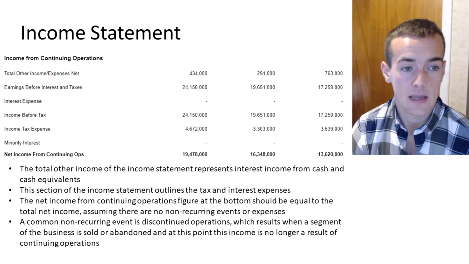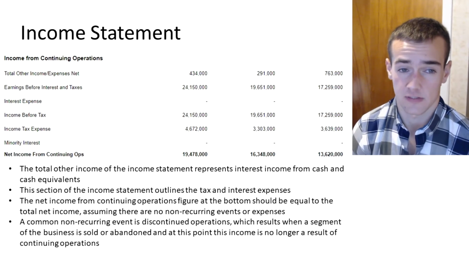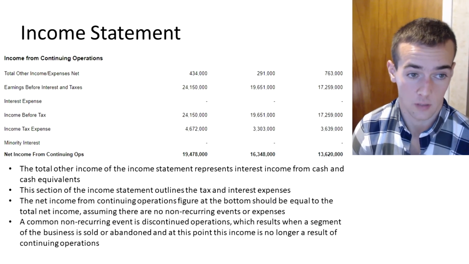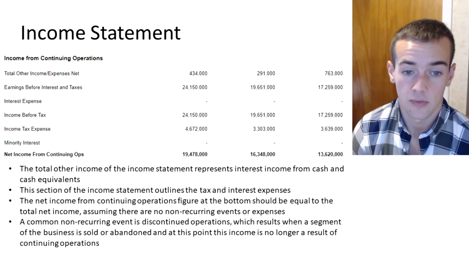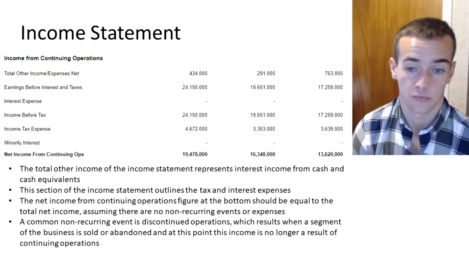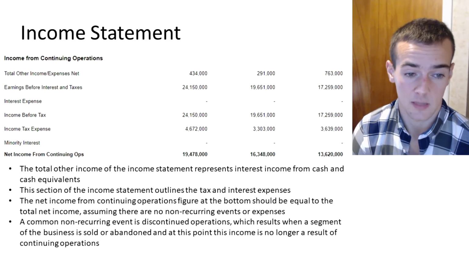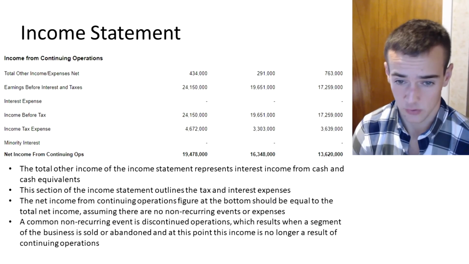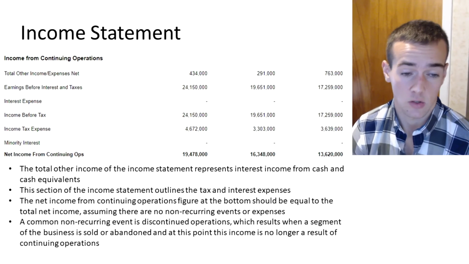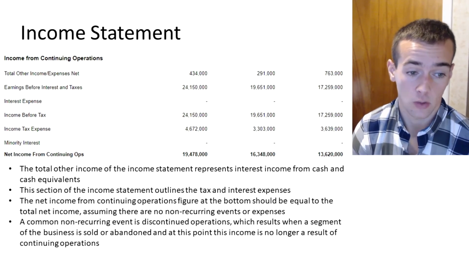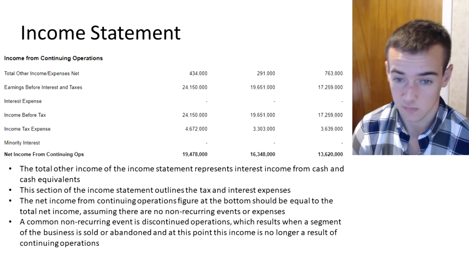So then we have the income from continuing operations section of the income statement. At the top we have total other income / expenses, net. This represents interest income from cash and cash equivalents. And this section of the income statement outlines the tax and interest expenses. The net income from continuing operations, that's the figure at the bottom, should be equal to the total net income, assuming there are no non-recurring events or expenses.